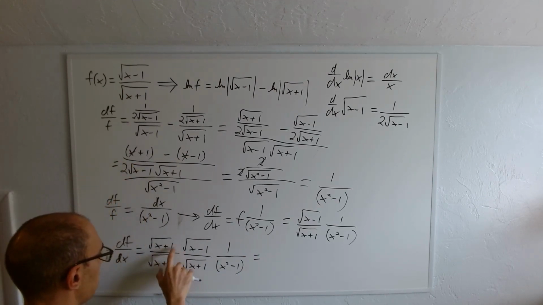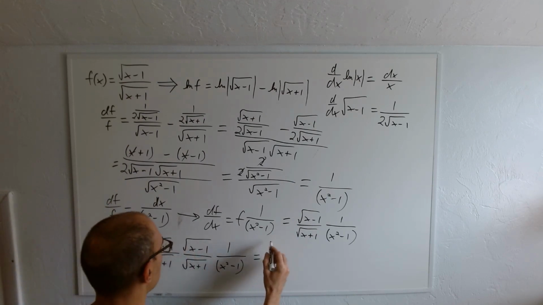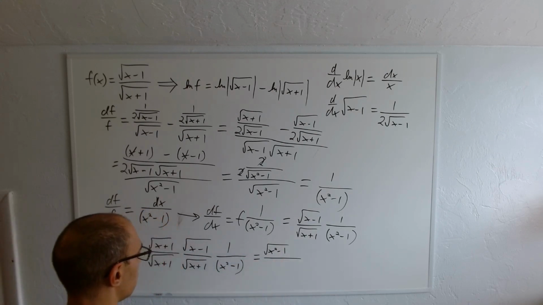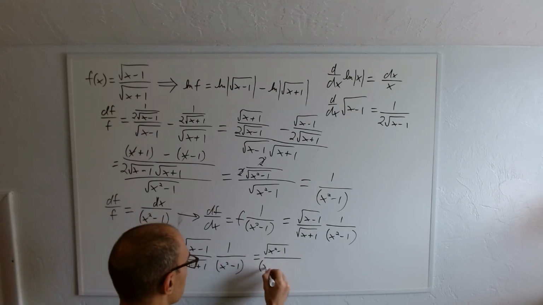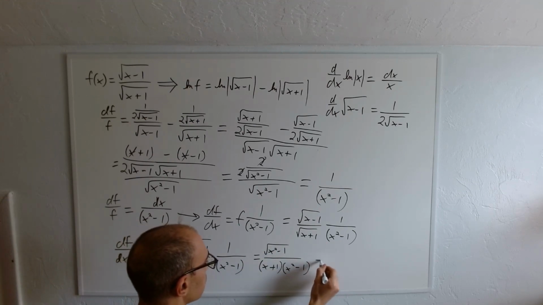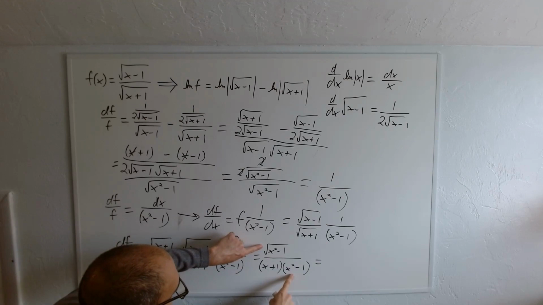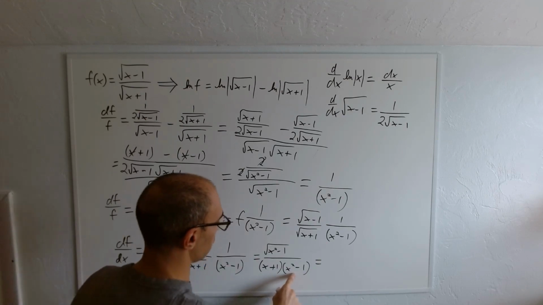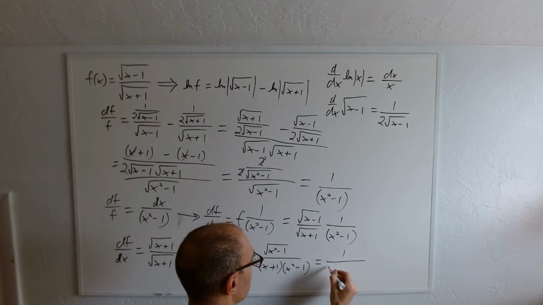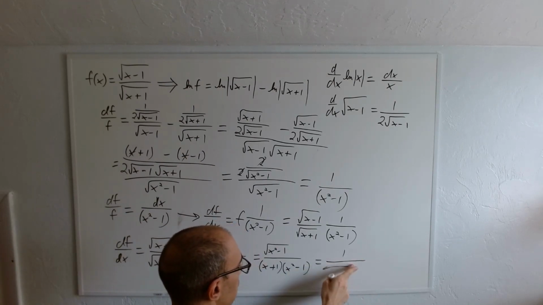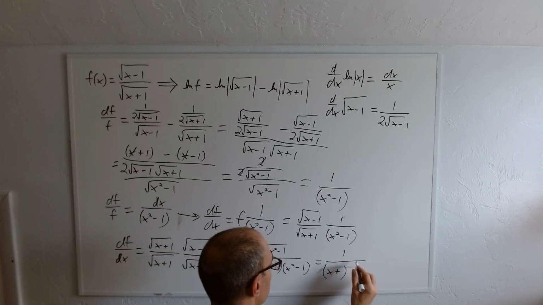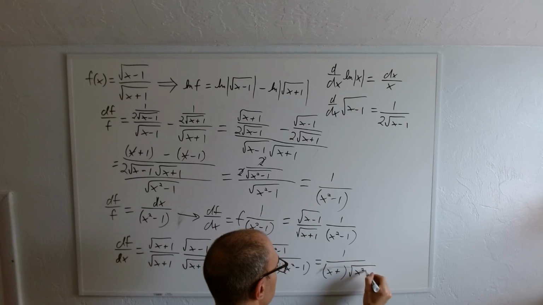So what we're going to have, multiply these out, and we're going to get square root x squared minus 1 over x plus 1 times x squared minus 1. And now notice what happens here. This is going to cancel partially. So we're going to have 1 over, whoops, why did I do a second line there? I don't know why I did that. X plus 1 times square root x squared minus 1.